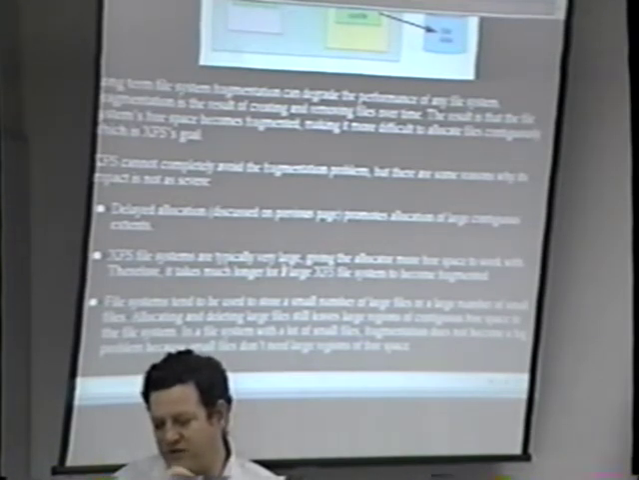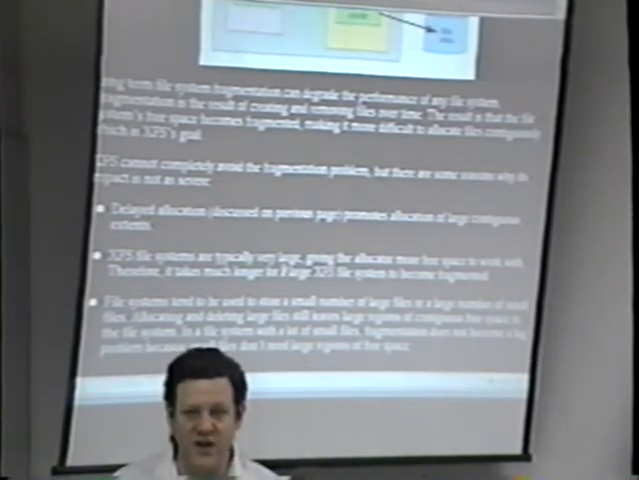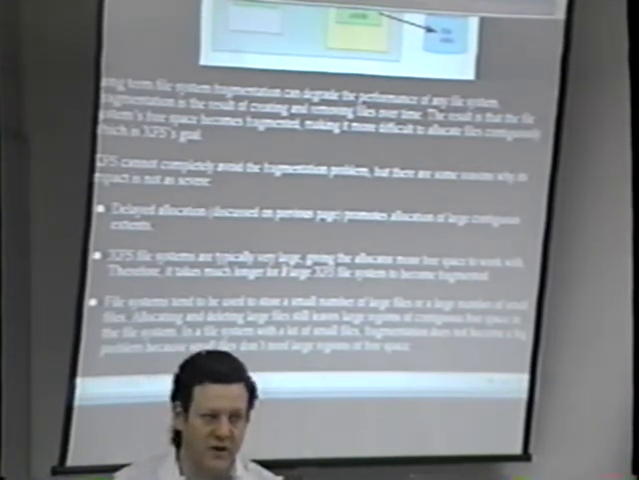So file systems tend to be used to store a small number of large files or a large number of small files. Allocating and deleting large files still leaves large regions. In a file system with lots of small files, fragmentation does not become a big problem because the small files don't need large regions. But mix the two together, now you've got a problem. And that's what Disney's problem is.